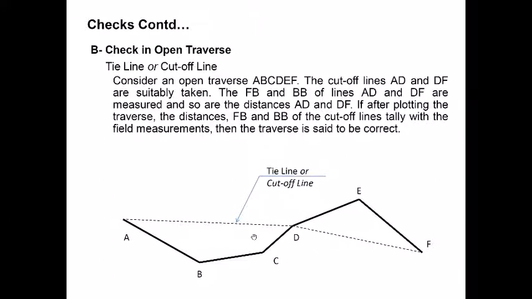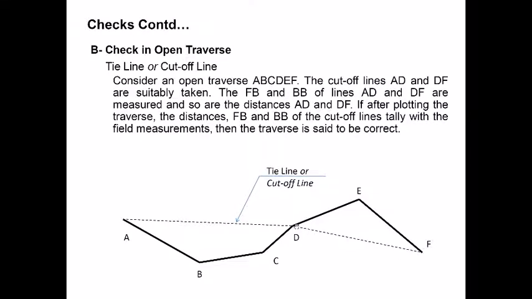Now we didn't discuss the checks that we can apply in open traverse. All the checks so far were for closed traverse. But now let's see this open traverse A, B, C, D, E, F. One check that we can apply in open traverse is called the tie line check or the cutoff line check. Basically, at the end of the work or midway, you introduce two more lines in your open traverse. Those lines are not part of the traverse, but they are introduced at a later stage. So let's see this line AD and the line DF, which are not part of the traverse.